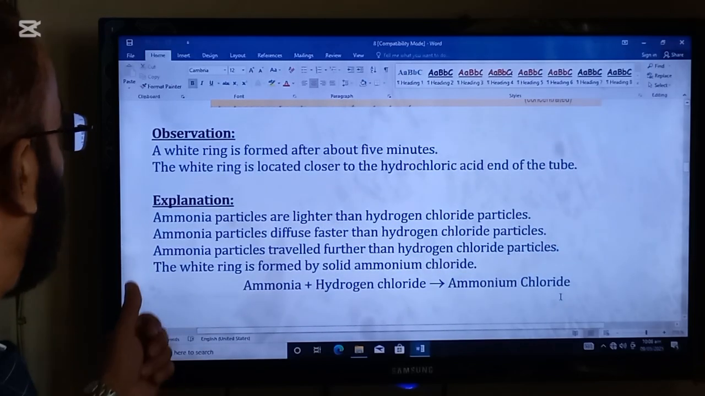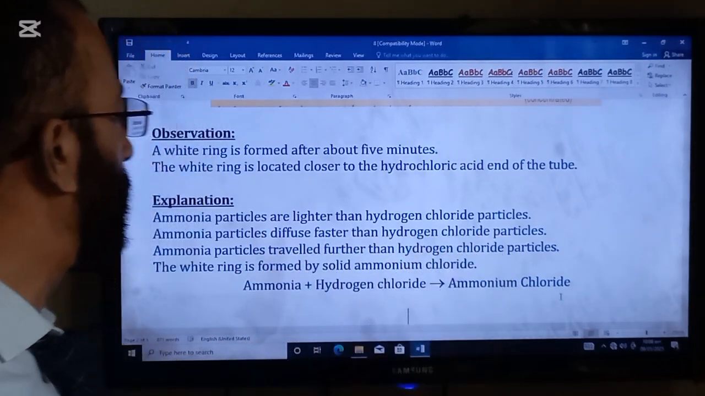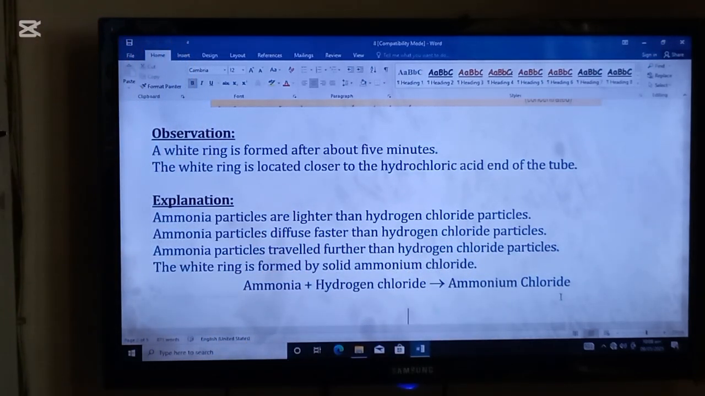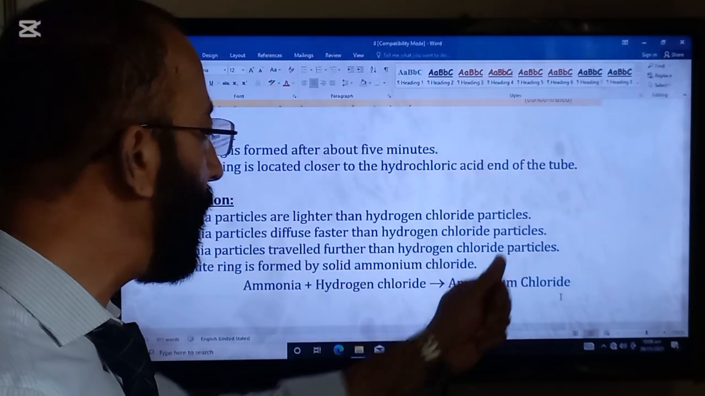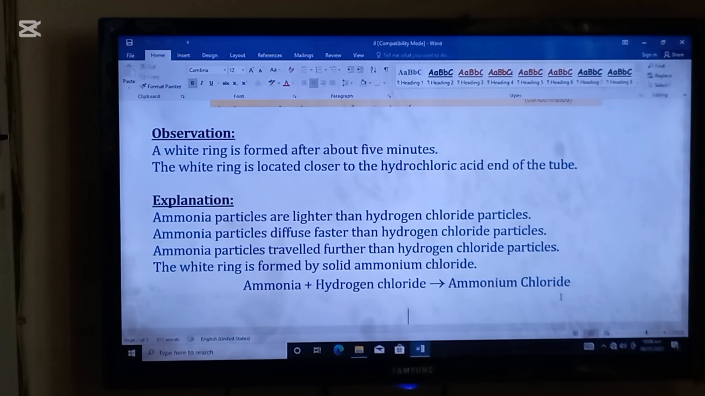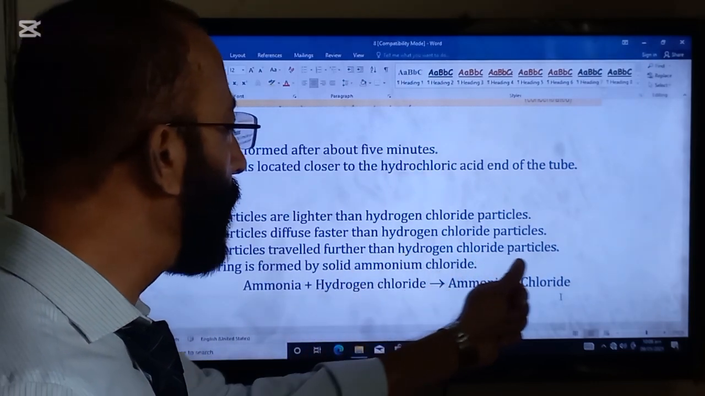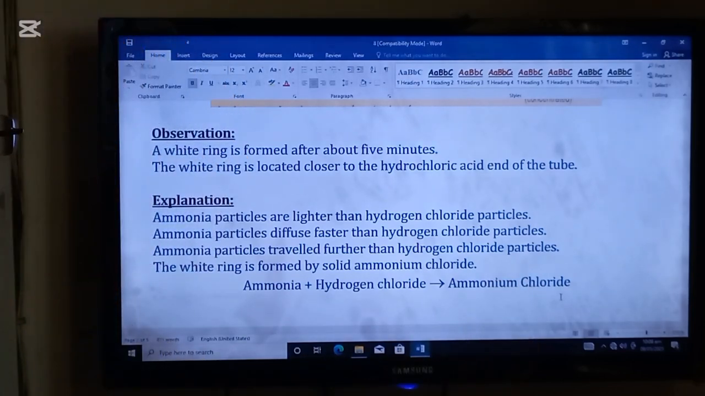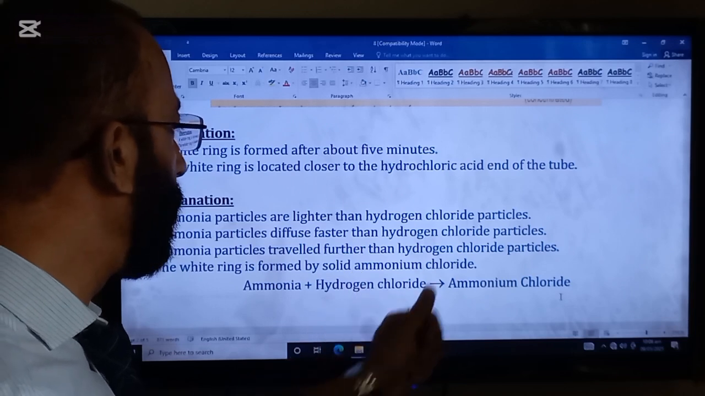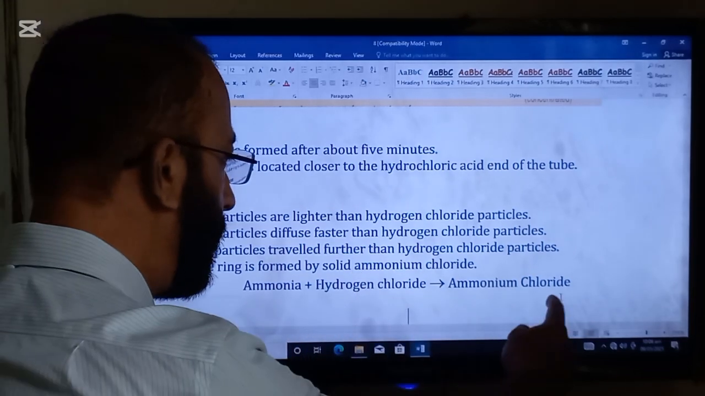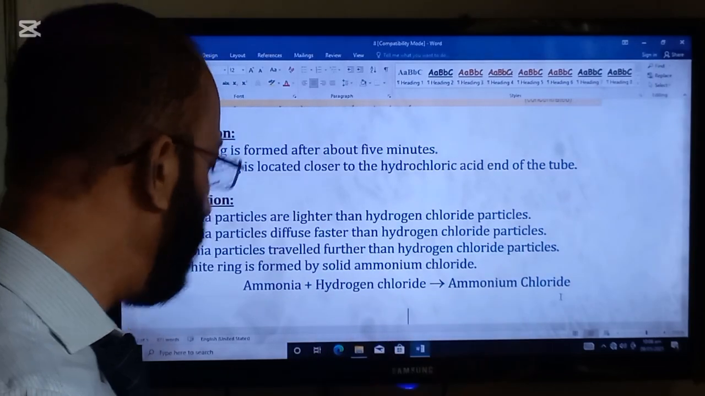Explanation: ammonia particles are lighter than hydrogen chloride particles. Ammonia particles diffuse faster than hydrogen chloride particles. Ammonia particles traveled further than hydrogen chloride particles. The white ring is formed by solid ammonium chloride. And here is the equation: ammonia plus hydrogen chloride forms ammonium chloride.